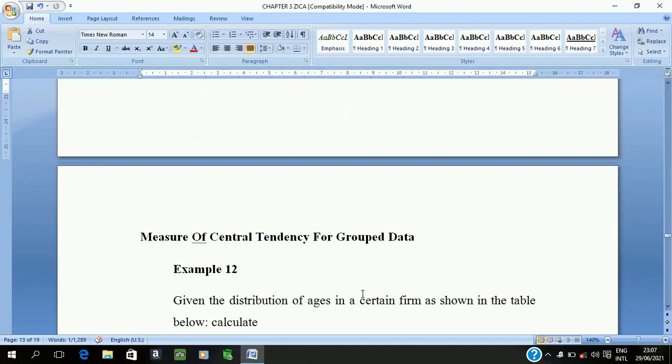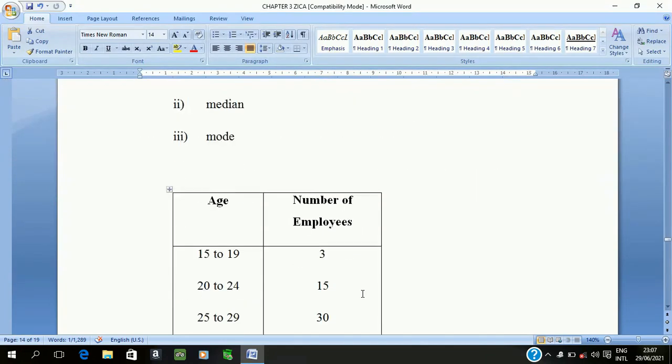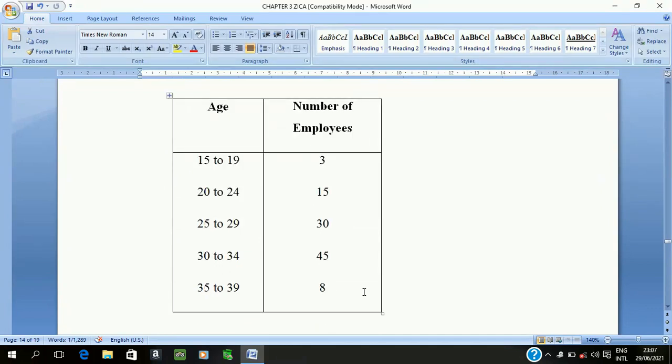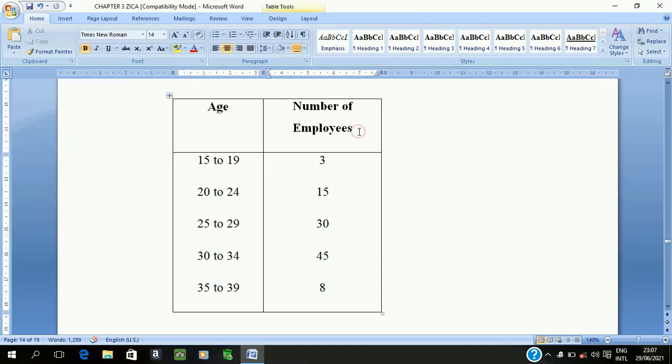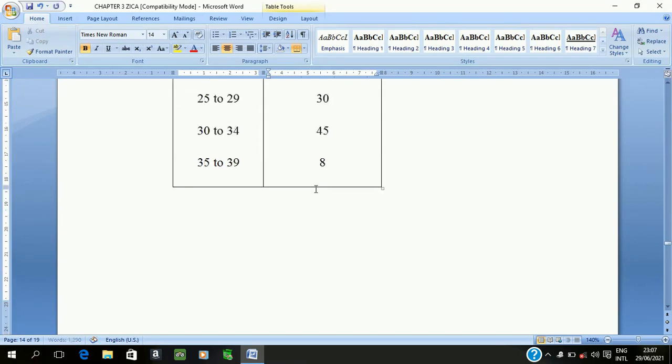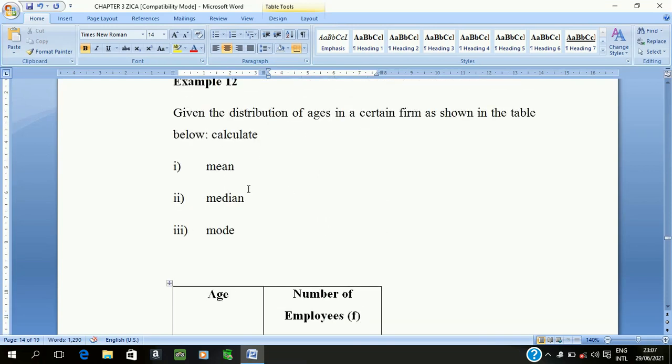What about the mode, median, and mean for grouped data? For grouped data, we have an example here. We have data given: age, and the number of employees. Age is our data, and the number of employees is our frequency. It's just the number of employees we have in that age category, which represents the frequency. Now the questions are: find the mean, find the median, find the mode.